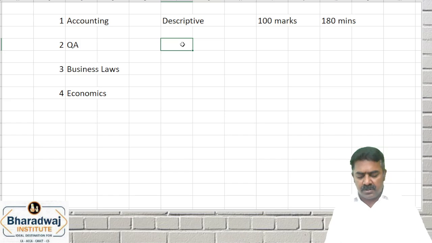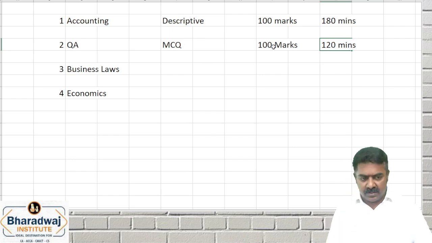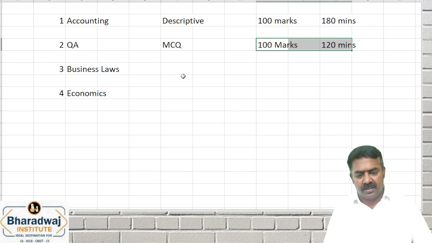Quantitative aptitude is multiple choice question based. It will be like 100 questions for 100 marks, and it will be for 120 minutes. It's not for 3 hours. It is for how many hours? 2 hours. So each question, you'll be spending about 1.2 minutes in solving.